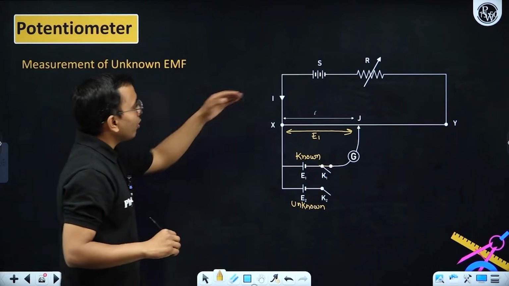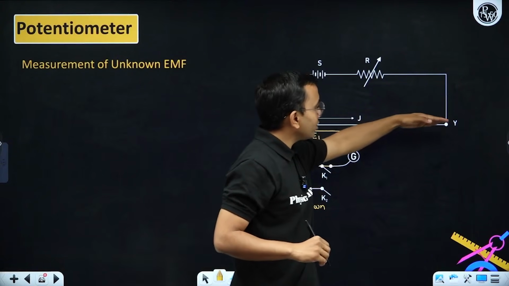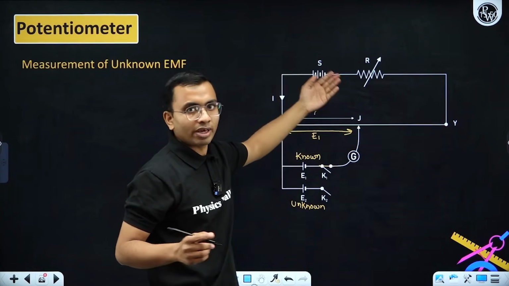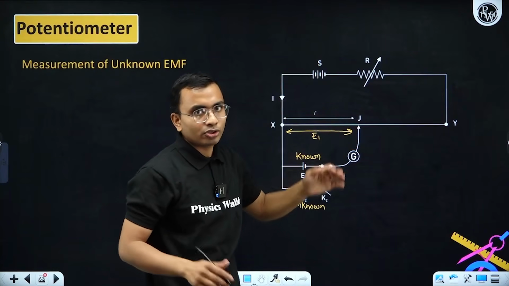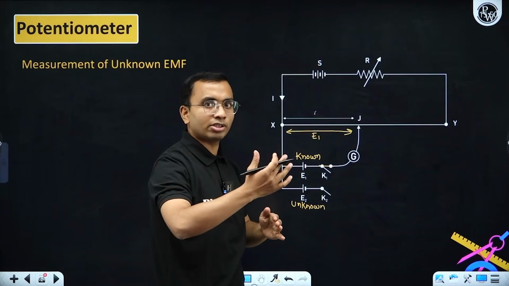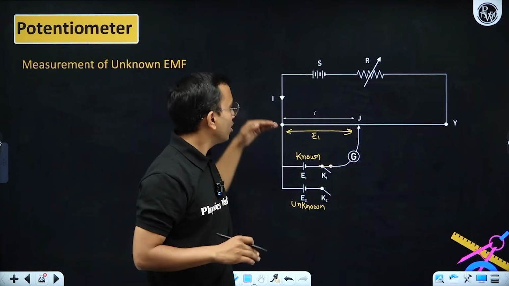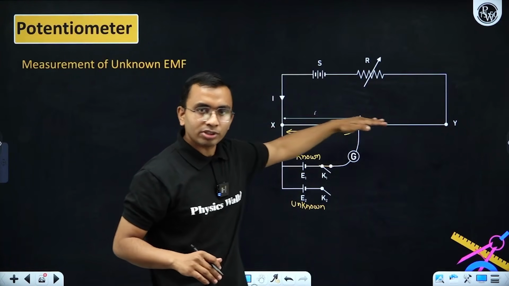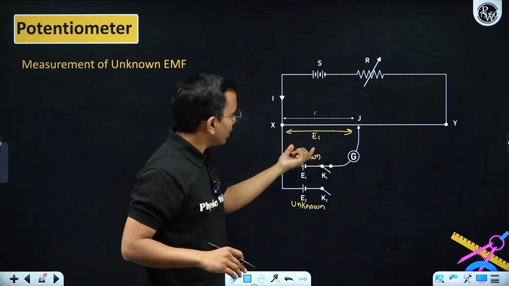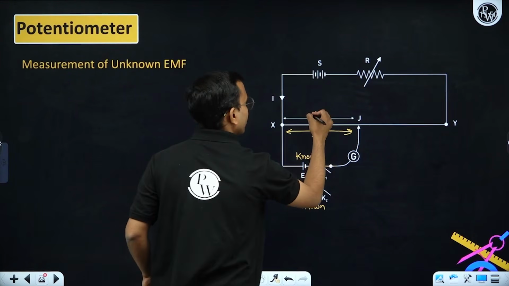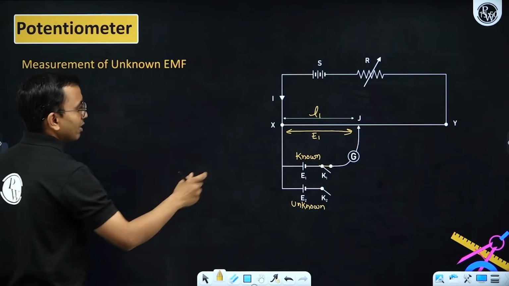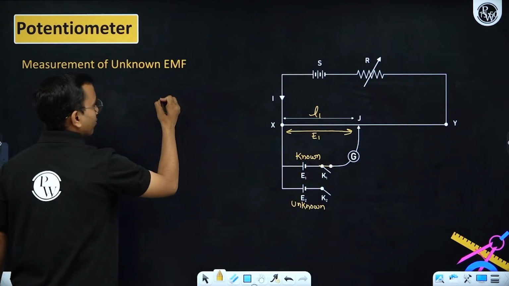Now in this wire, which is uniform, the potential drop per unit length is the same. Current is there, so the greater the length, the greater the potential drop, and that is a linear relation. So the potential drop per unit length is the same. Let us take the length that balances E1 as L1. So I will say E1 is equal to lambda L1.